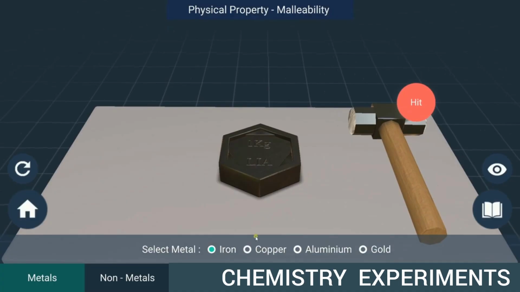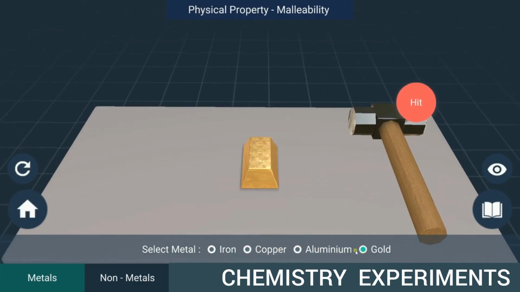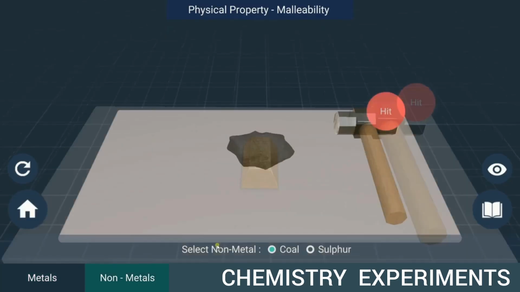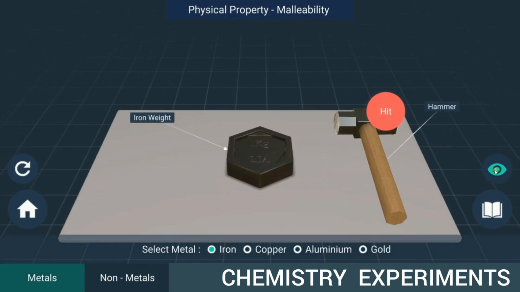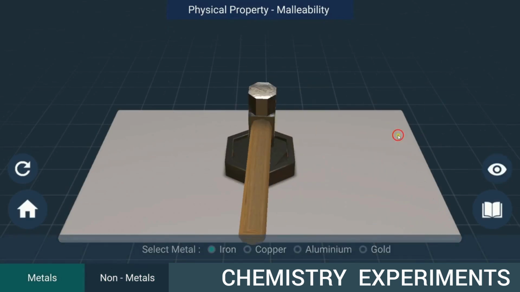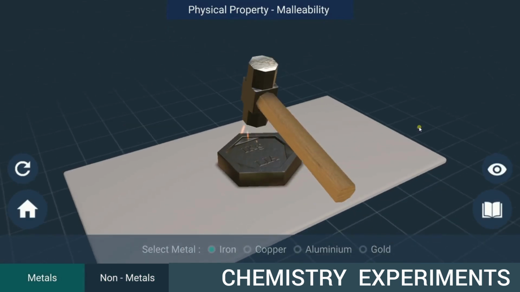We have taken samples of metals such as iron, copper, aluminium and gold and non-metals such as coal and sulfur, and a hammer to hit the samples. Hit each sample with a hammer multiple times and observe the change in shape of the samples.